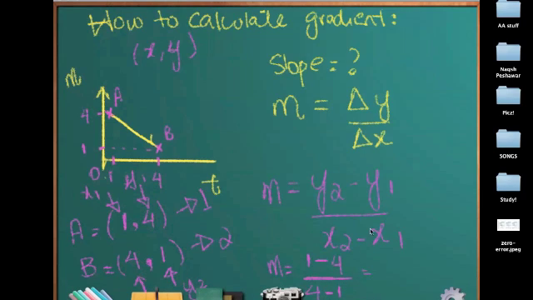So 1 minus 4, if you just use your calculator, would be minus 3, divided by 4 minus 1, which is 3. So minus 3 divided by 3 is simply minus 1. So your gradient is minus 1.